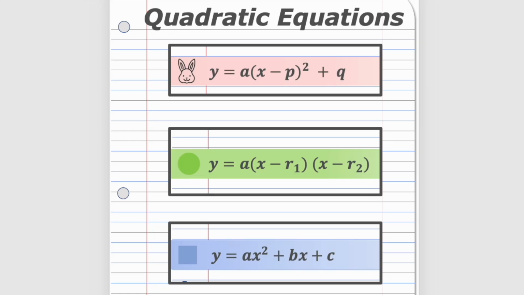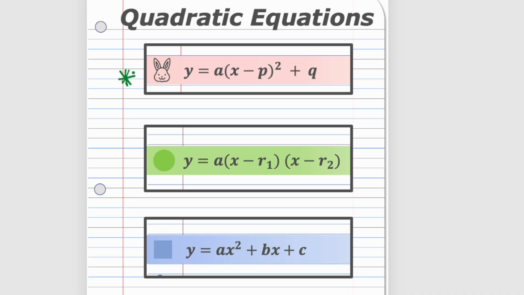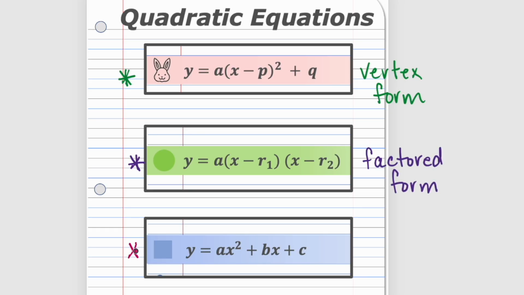Recall that quadratic equations can be written in different forms. The first form we usually call the vertex form. The second one is the factored form. And the third one is the standard form. Of course, different resources may call them different things, but I'm going to stick to these words.